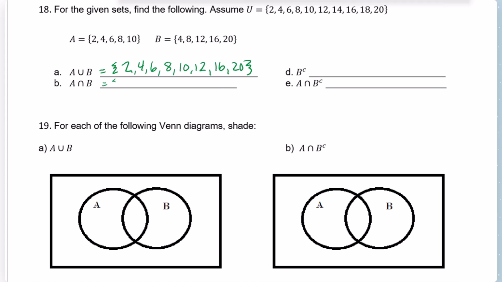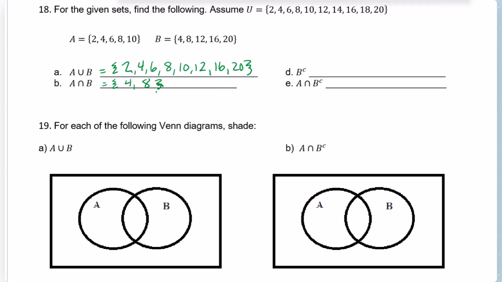Below that, we are doing their intersection. Their intersection is what they have in common. In this case, we're going to go through and look at it. What is in both sets A and B? They both have a 4, they both have an 8, and that's it. So their intersection is smaller because it has to be what's in both sets.